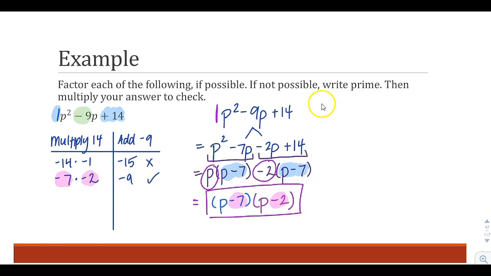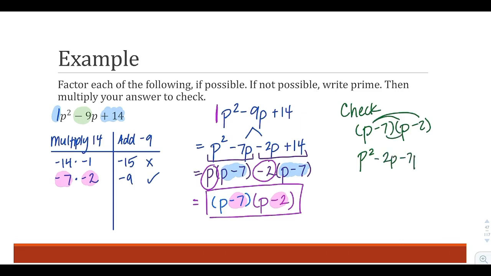So let's go ahead and check. If I multiply here, I get first, that's p times p is p squared. Then outer, I have minus 2p. Inner is minus 7p. And last is plus 14. So I do end up with p squared minus 9p plus 14. And that is my original trinomial.